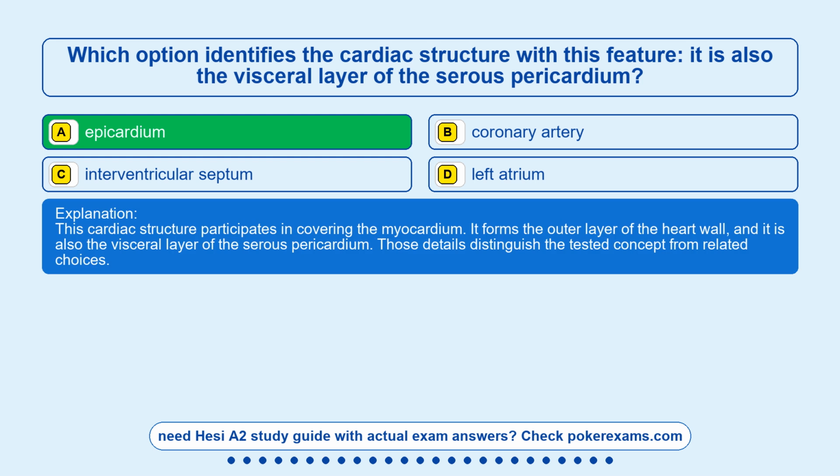This cardiac structure participates in covering the myocardium. It forms the outer layer of the heart wall, and it is also the visceral layer of the serous pericardium. Those details distinguish the tested concept from related choices.